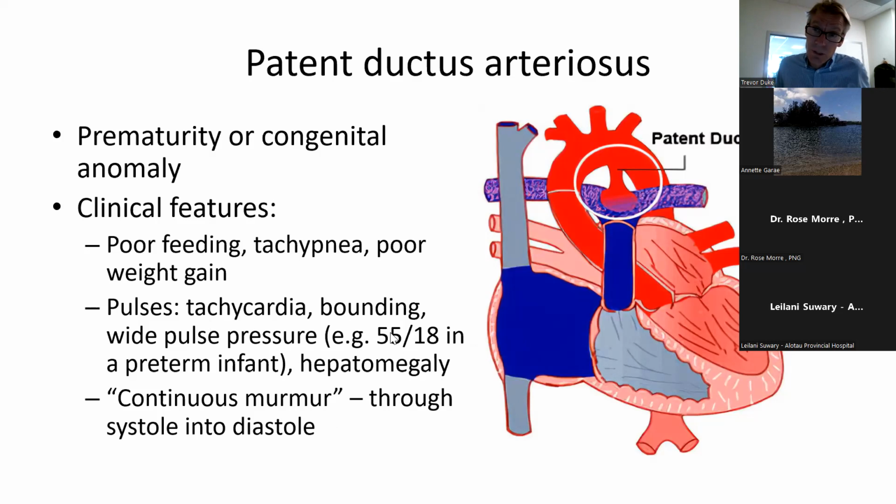In a preterm baby, they might have a pulse pressure of 55 on 18, for example, a very wide pulse pressure, or in an older child, they might have a pulse pressure of 120 on 20, a very, very wide pulse pressure. They're very different to a VSD. Right? And the murmur will be different, a continuous murmur throughout systole into diastole. The murmur may be a bit hard to distinguish if you're not experienced, but it's putting it all together. A wide pulse pressure with a continuous murmur, more likely to be a patent ductus arteriosus.